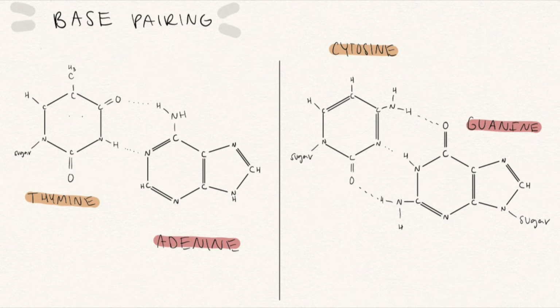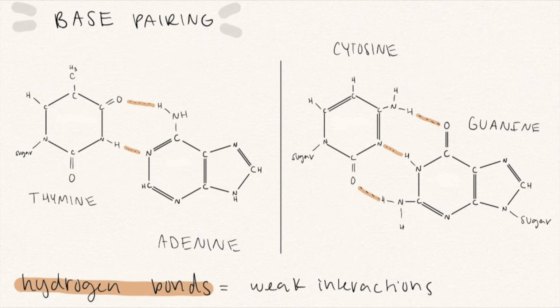The purines pair perfectly with their respective pyrimidine counterpart. Adenine and thymine line up to create 2 hydrogen bonds, while cytosine and guanine make 3. Hydrogen bonds are relatively weak interactions between differently charged molecules and are not enough to stabilize the structure entirely.